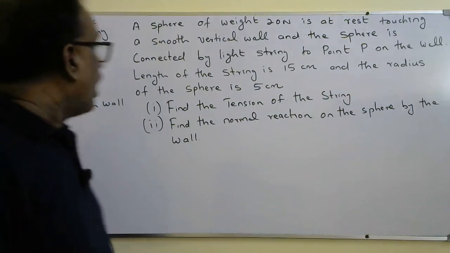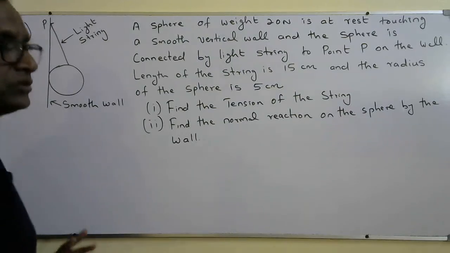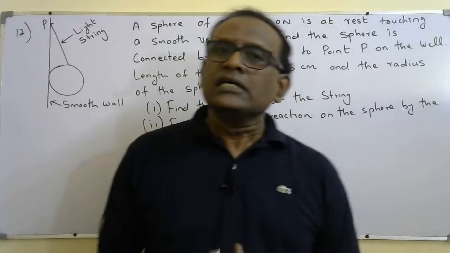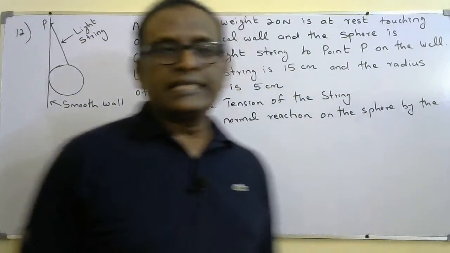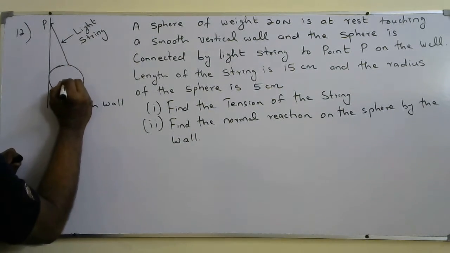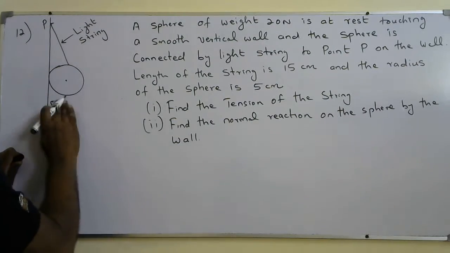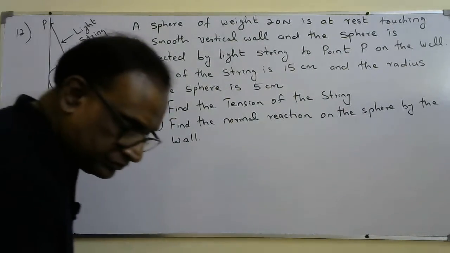Okay, so we'll think how many forces are acting on the sphere. A sphere of weight 20 Newton, so we should take the sphere as a uniform sphere. Nothing is mentioned, so we'll take it as a uniform sphere. The weight will act from the center. So the weight acts from the center like this way.